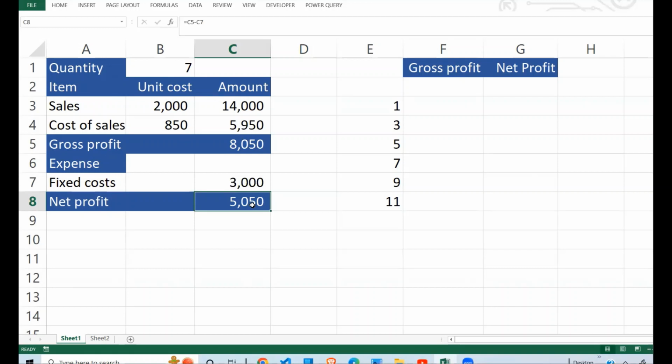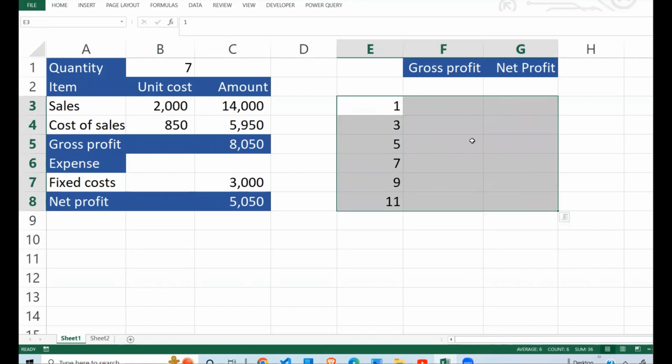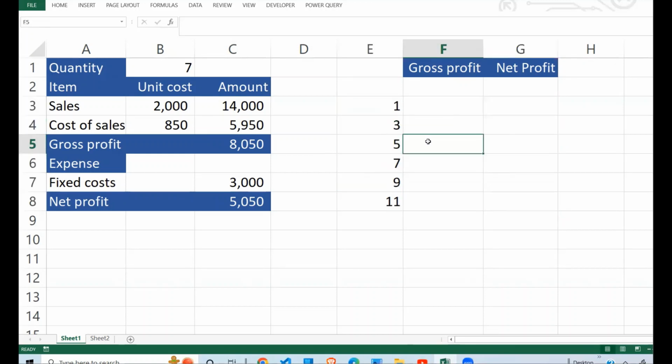So in this what if analysis, we are going to be asking ourselves, what if the quantity is 3? These are my quantities. What happens to my gross profit, and what happens to my net profit? If it is 5, what happens to my gross profit and net profit, and so on? With this kind of study, you'll be able to know what is the right quantity I need to produce so that I maximize my profit.